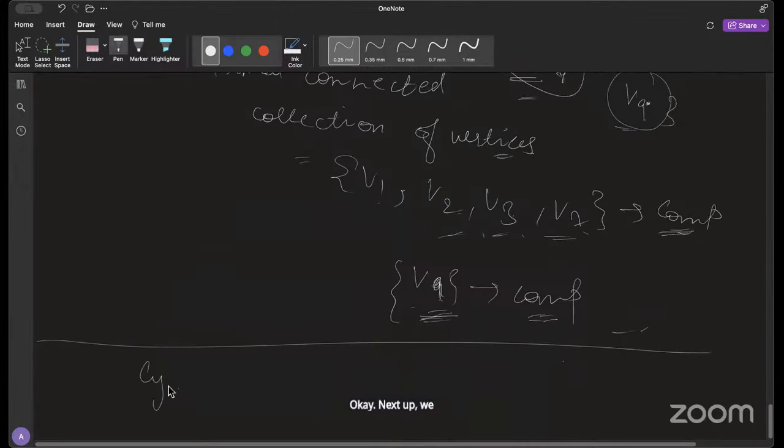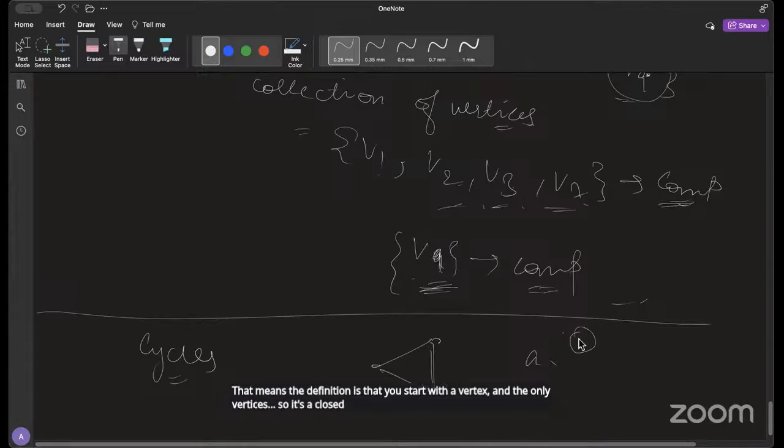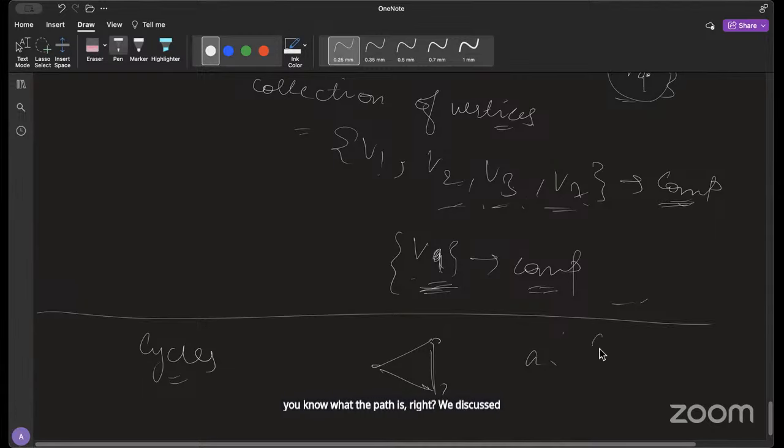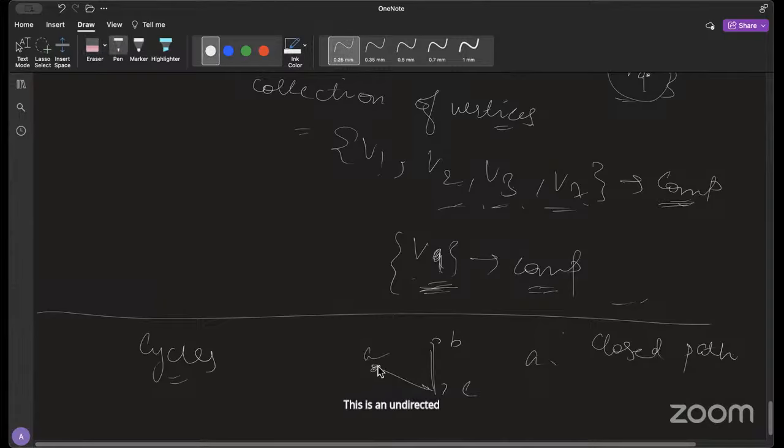Next up, we have cycles. So a cycle is basically this thing. If you have three vertices and it's a closed thing here, the definition is that it's a closed path. You know what a path is, right? We discussed what a path is. So it's a closed path, and only the starting and the end vertices should be repeating. So if this is A, B, C, this is an undirected one. So you can have A, B, C, A. Now this is a cycle, right?